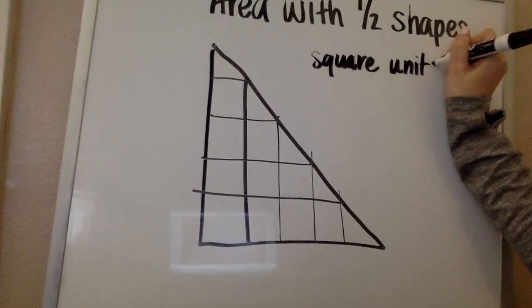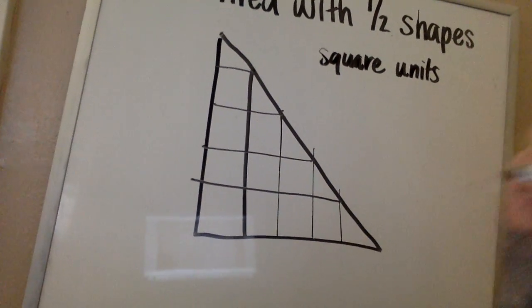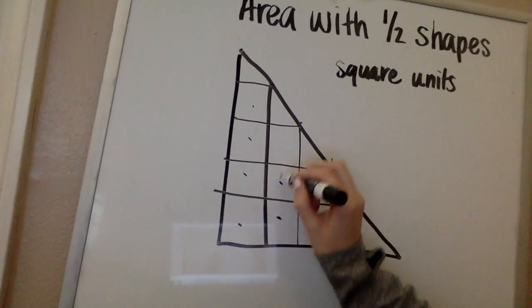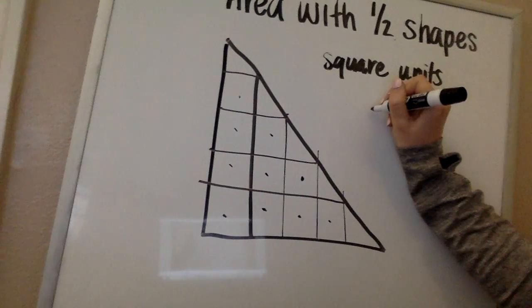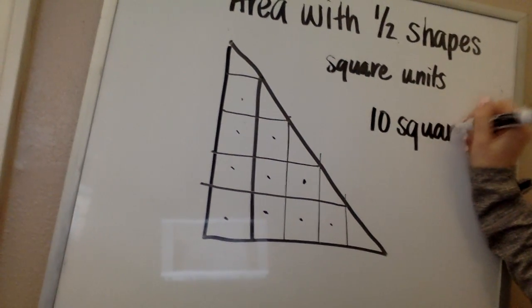So this triangle has 1, 2, 3, 4, 5, 6, 7, 8, 9, 10. I'm going to go ahead and write that on the side and just put 10 squares. That way I don't forget it and I don't have to keep it mentally in my head. It's written down, it's going to help me, and I can go back to it later.